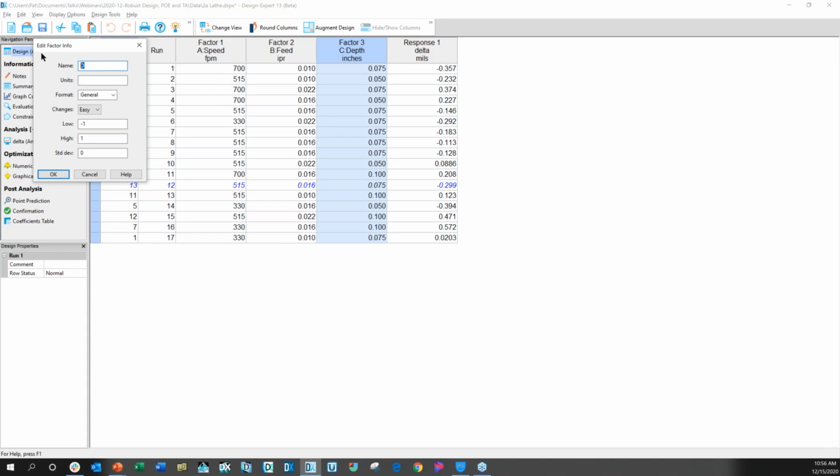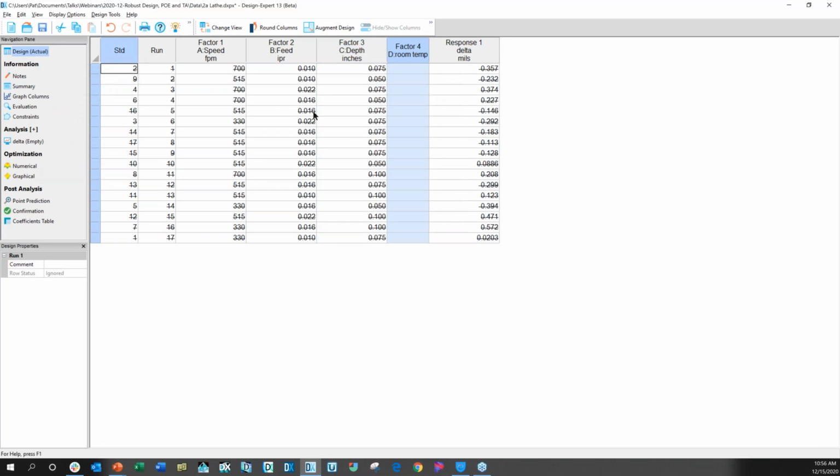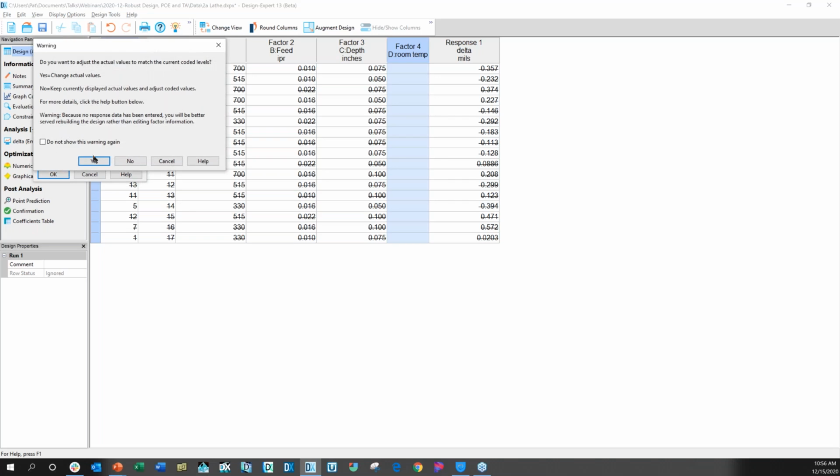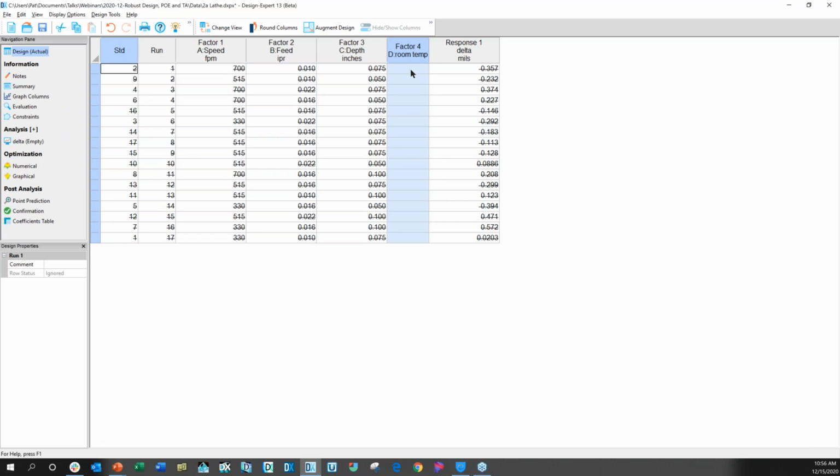Maybe this is room temperature. And I've already got the data, and I know the room temperature is going to vary from 62 degrees to 70 degrees. Then what I could do is I could just enter those values in. As I enter those values in and get the rows all done, then I'd be able to go back and reanalyze that as a factor and then treat it as a non-controlled factor.